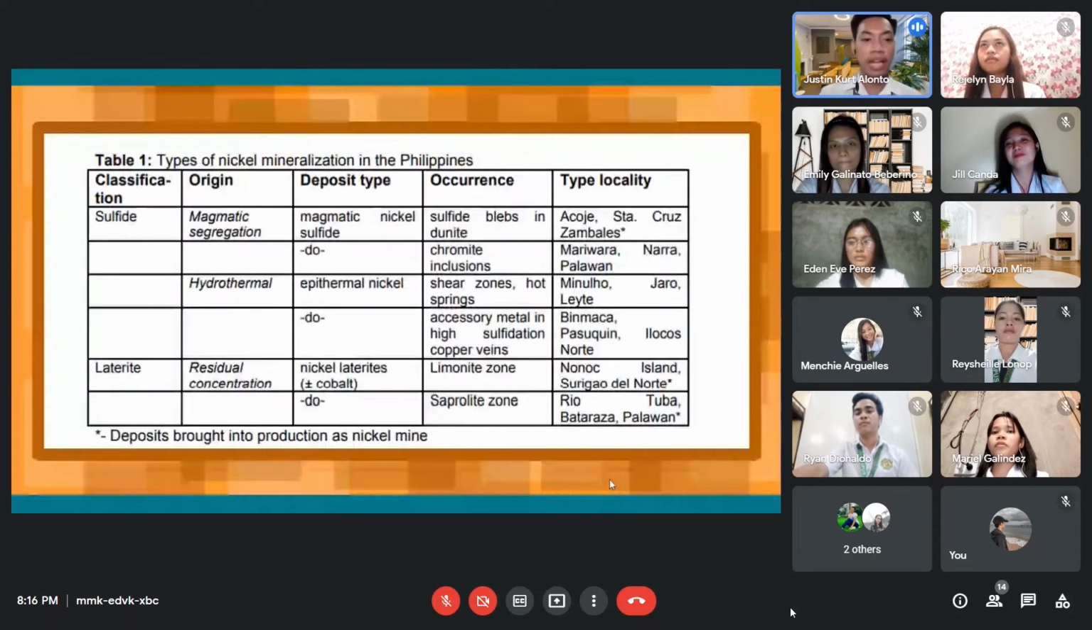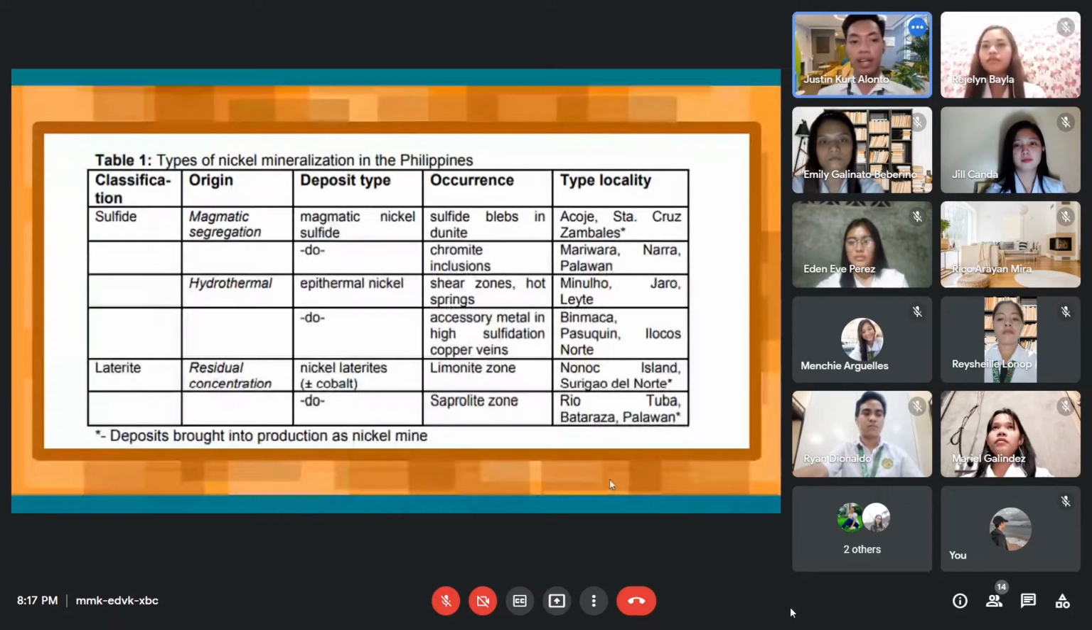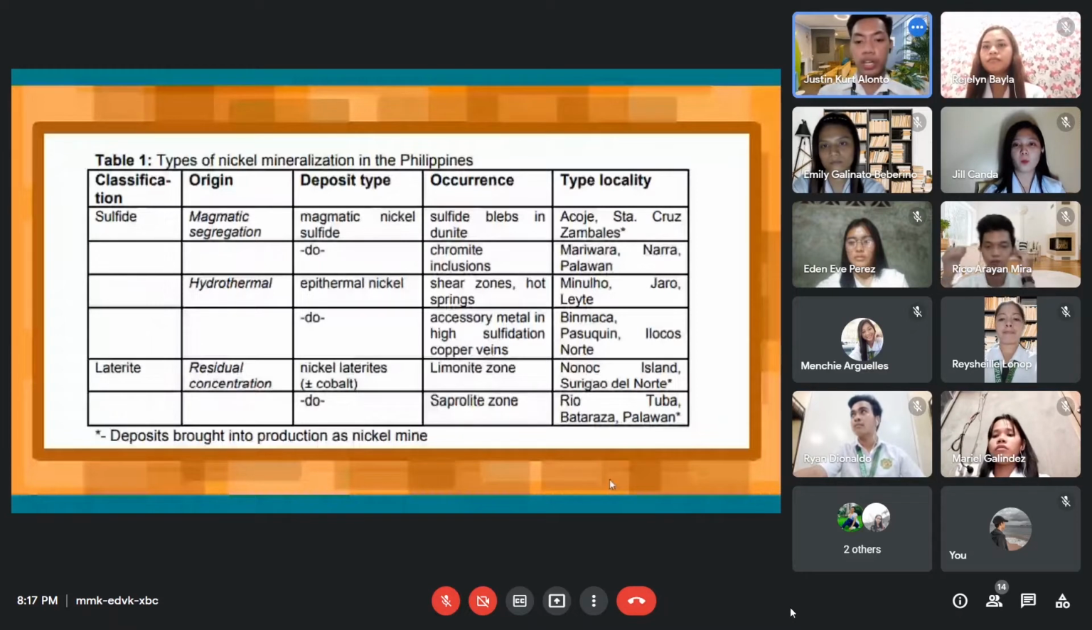As you can see, we have the types of nickel mineralization in the Philippines. So we have two classifications: sulfide and laterite, of course, by origin. For the sulfide, we have magmatic segregation and hydrothermal, and for lateritic nickel ore, residual concentration. And you will know all of these later on during the next slides or next presentations.